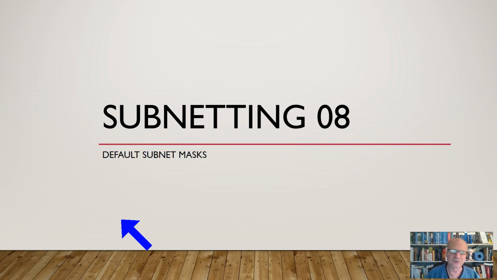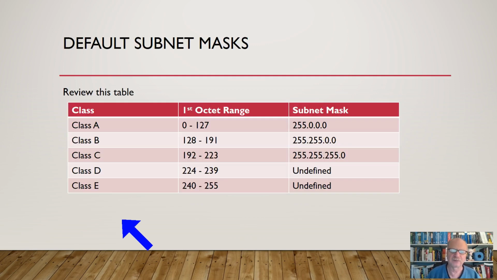We're going to talk about something called default subnet masks. Now remember this table, we saw this in the last video. A class A address is anything that begins in the first octet from 0 to 127. It has a subnet mask with a single 255 in it. A class B, 128 to 191, has two 255s in it. And a class C, 192 to 223, has three 255s in the subnet mask.